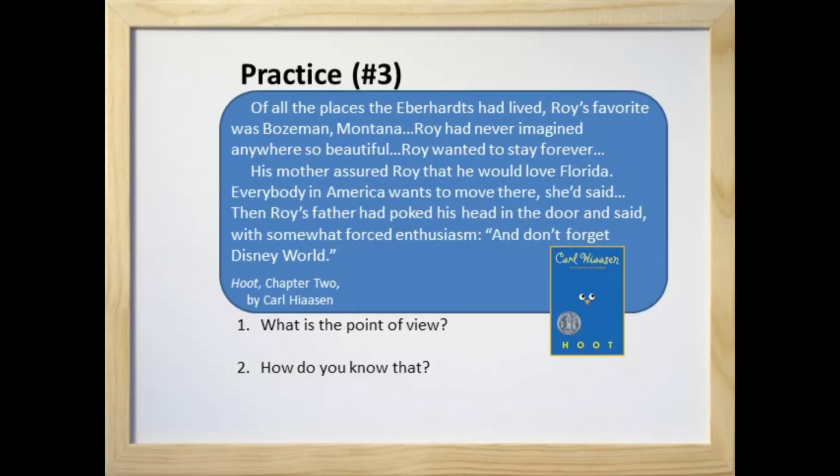Practice number 3, from Hoot, Chapter 2, by Carl Hiaasen. Of all the places the Eberhardts had lived, Roy's favorite was Bozeman, Montana. Roy had never imagined anywhere so beautiful. Roy wanted to stay forever. His mother assured Roy that he would love Florida. "Everybody in America wants to move there," she'd said. Then Roy's father had poked his head in the door and said, with somewhat forced enthusiasm, "And don't forget Disney World."